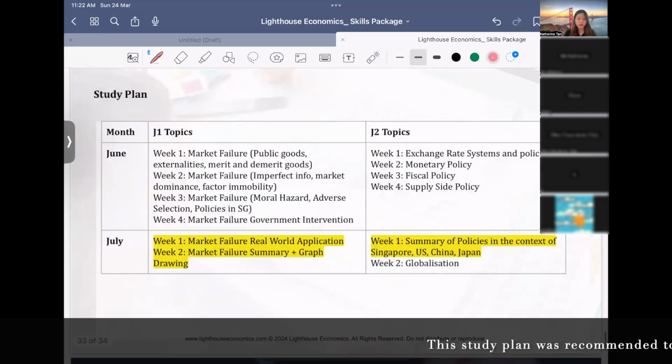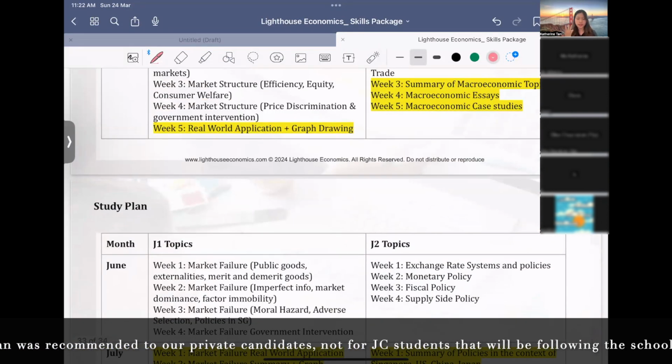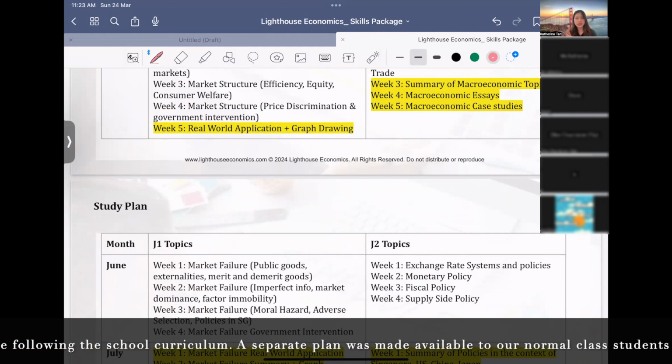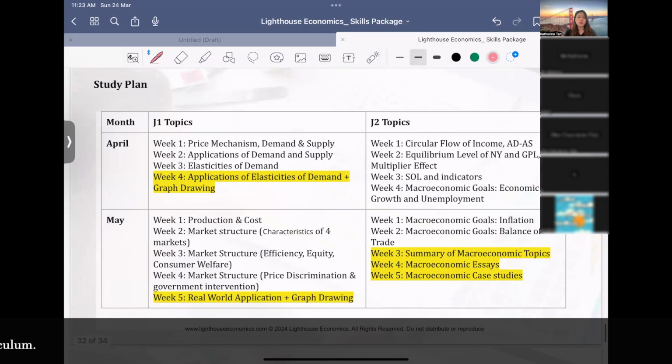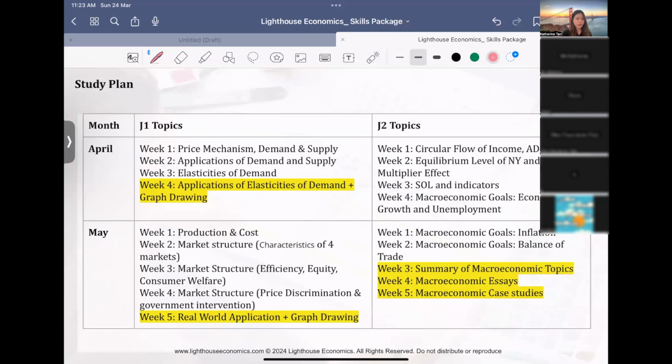You can actually use these for your own self, because remember I did mention that you all should try to complete all of your content by the June-July period, and then you spend the last 3-4 months doing all of the different schools' prelim papers. So how to plan? Let's say April. Remember I said demand and supply is going to be one of the big themes.